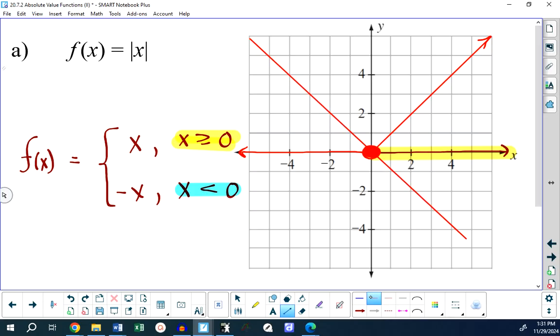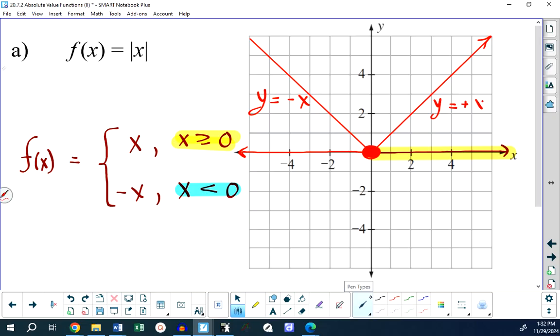But this graph is only valid for values of x less than 0, so it starts here. So in this region, y is equal to negative x, where x is less than 0. In this region, y is equal to positive x, where x is greater than 0. These lines that I've put here are just me talking about where each piece exists. And now you can draw it if you like.